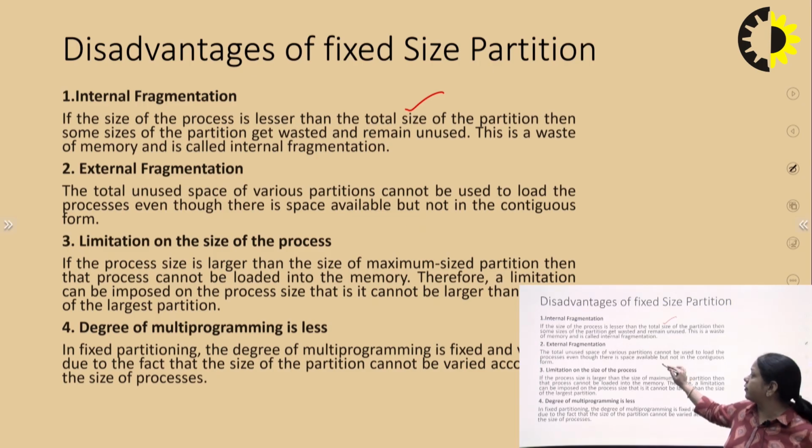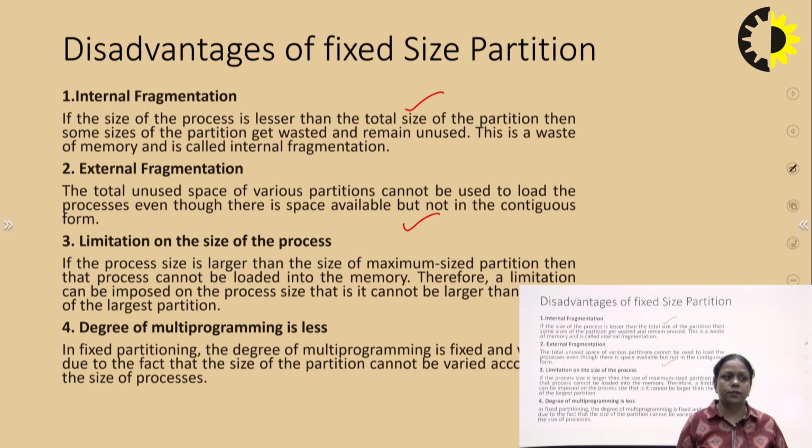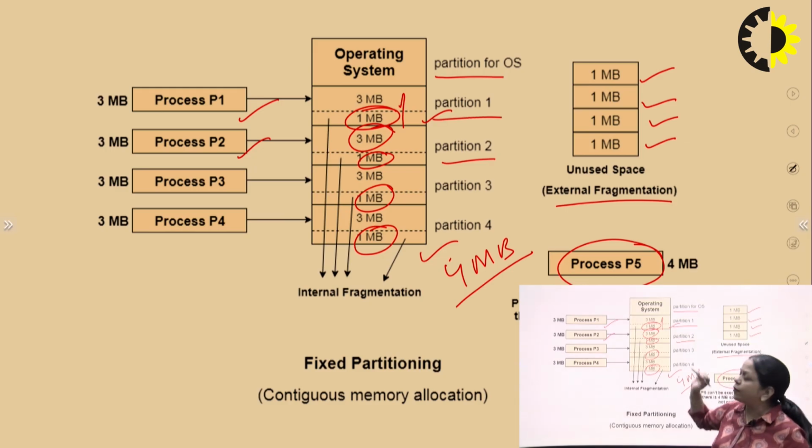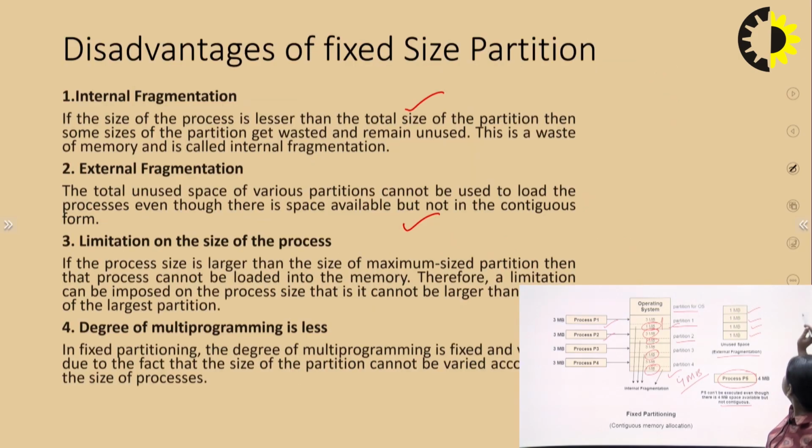Second one is external fragmentation. The total unused space of various partitions cannot be used to load a process even though there is space available, but not in contiguous form. Third one is a limitation on the size of the process, if the process size is larger than the size of the maximum partition. For example, in the previous example the partition size is 4 MB, but if we want to insert a process of size 5 MB, then we cannot put this type of big process in this partition, because we already have fixed size partitions here.